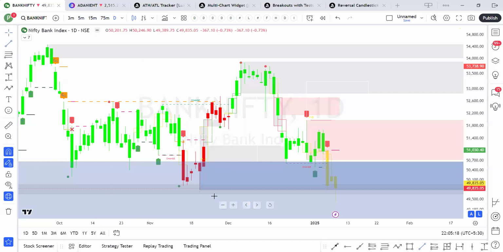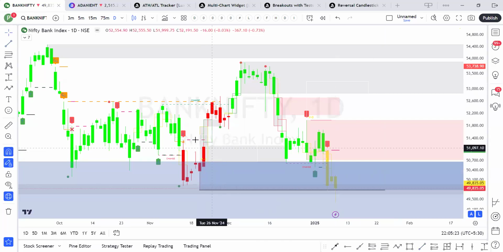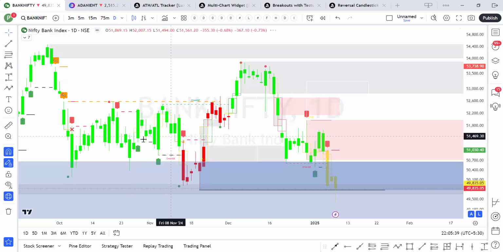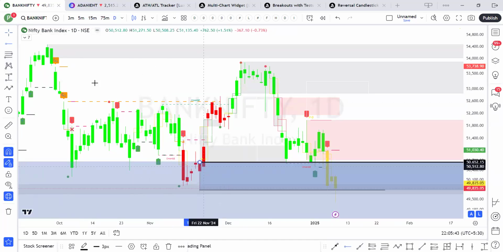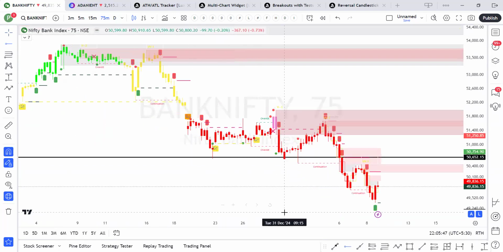So that's what I was saying just some time ago, that prices can penetrate through this area also, and it is always better to wait and watch and let the prices show some strength. Let the selling pressure disappear. Here we can see the 75-minute time frame. Let us mark the daily chart buying area. So this is the buying area on the daily chart.